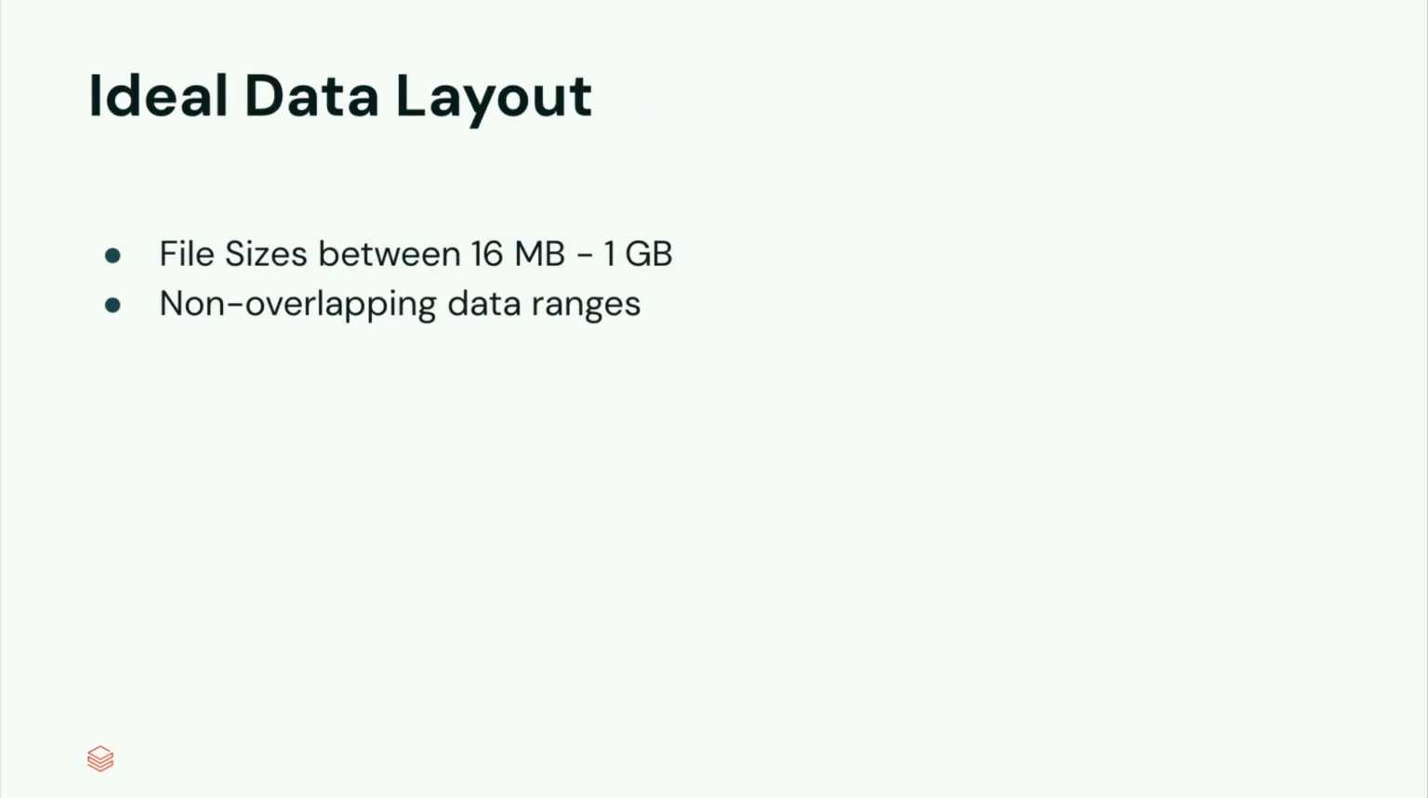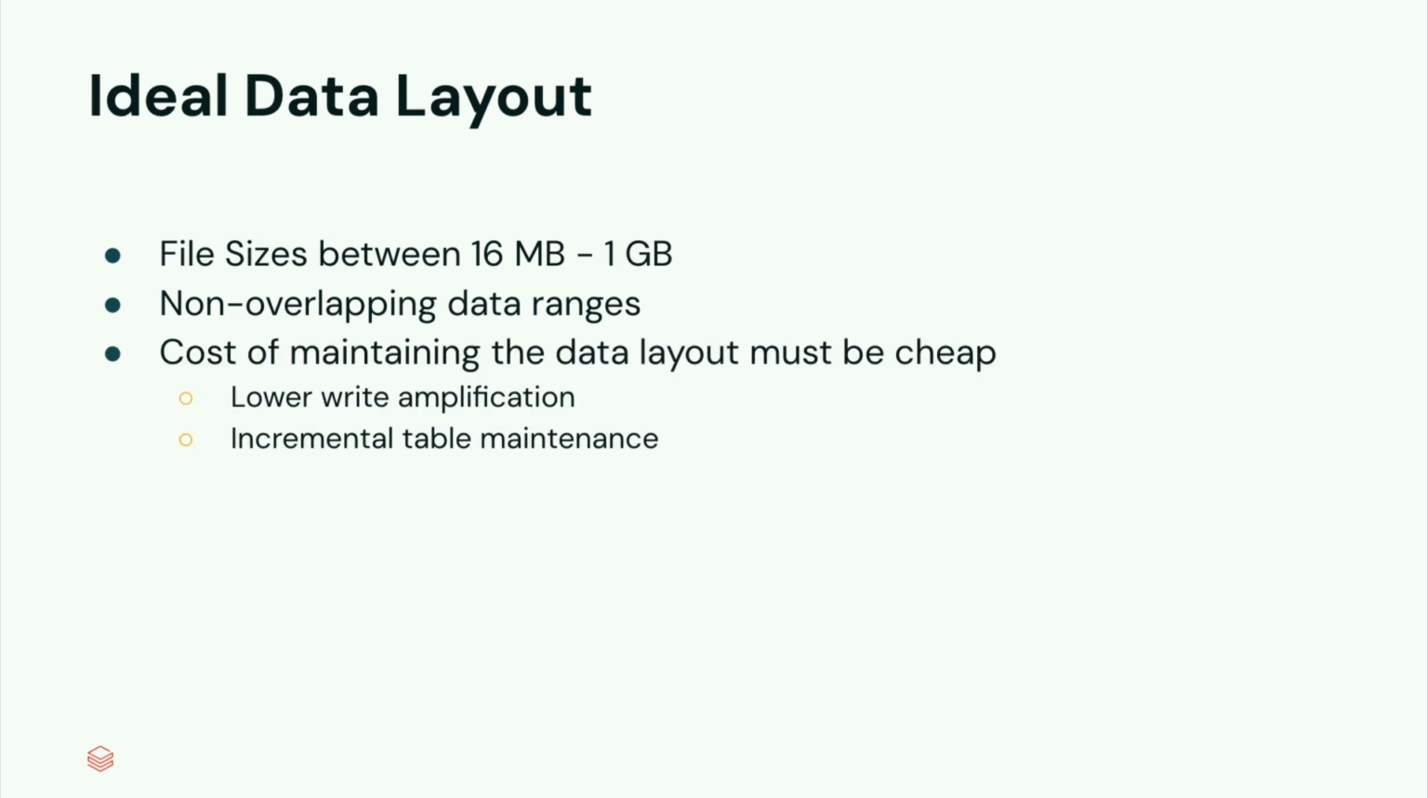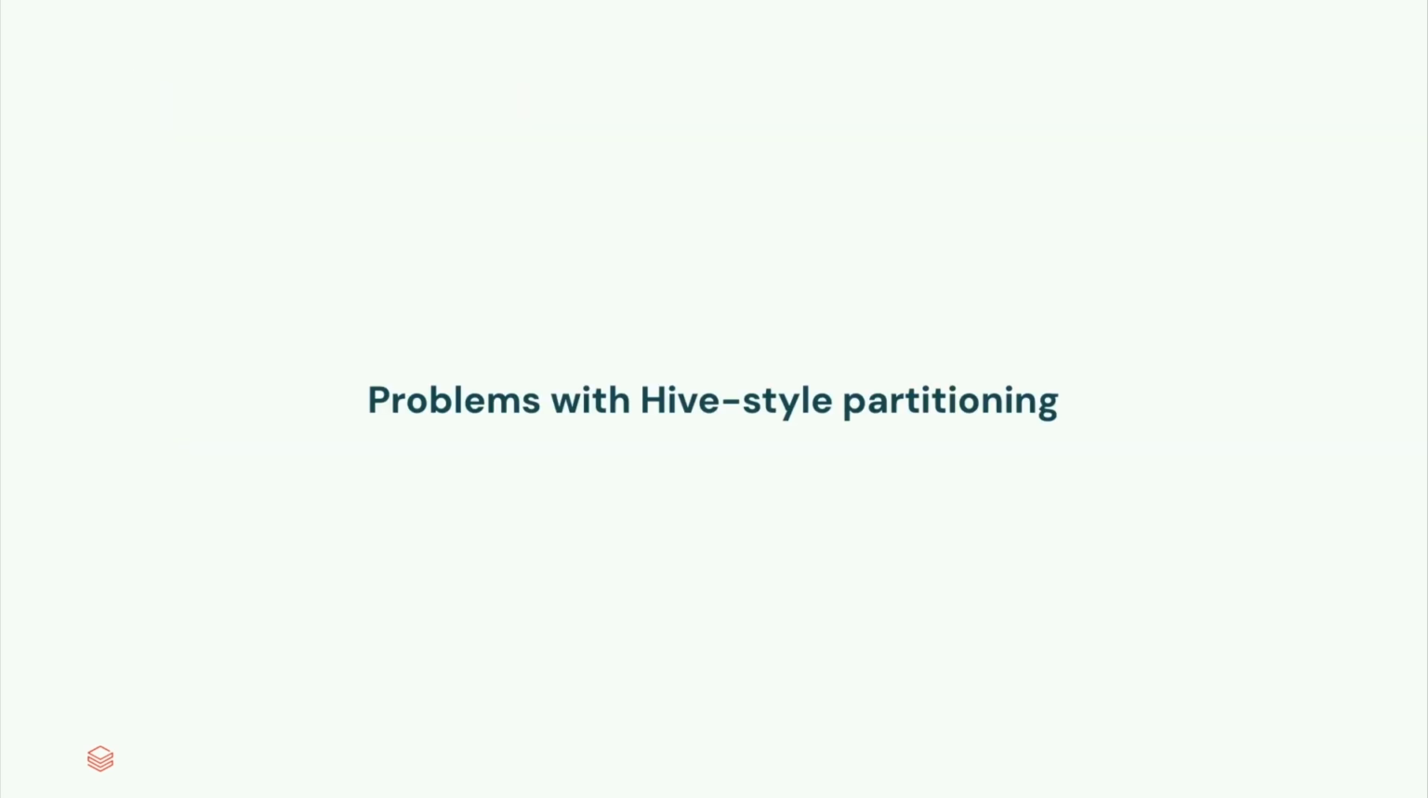To summarize what an ideal data layout is, you want file sizes between 16 MB to 1 GB, and you want non-overlapping data ranges. And more importantly, you also want the cost of maintaining this layout to be bounded. What that means is lower write amplification, and your maintenance operations like optimize have to be incremental and only rewrite the new data and not the existing data. Now, let's apply this framework with partitioning and see what the problems are.